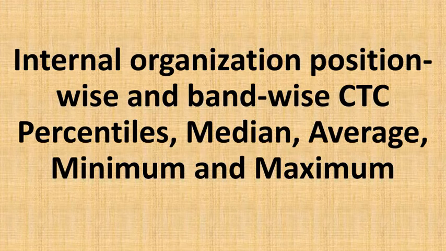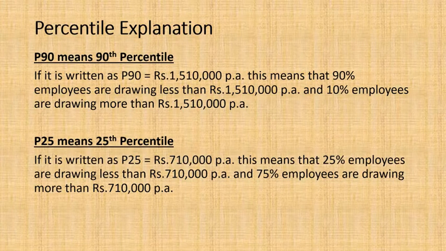So let us see what is a percentile. Generally it is written like P90. If it is P90, it means it is the 90th percentile. This is just an example. If suppose it is written P90 is equal to 15,10,000 rupees per annum, this means that 90% of the employees are drawing less than rupees 15,10,000 per annum, and 10% employees are drawing more than 15,10,000 rupees per annum.